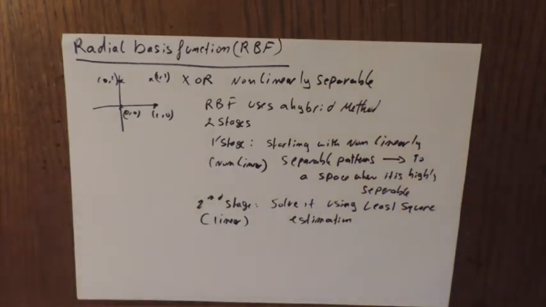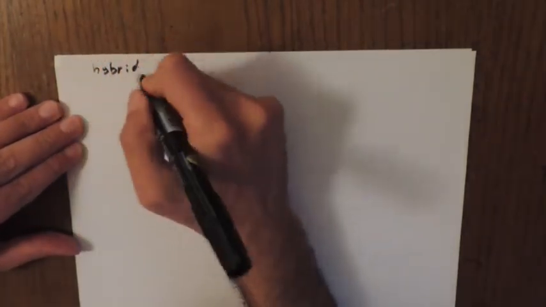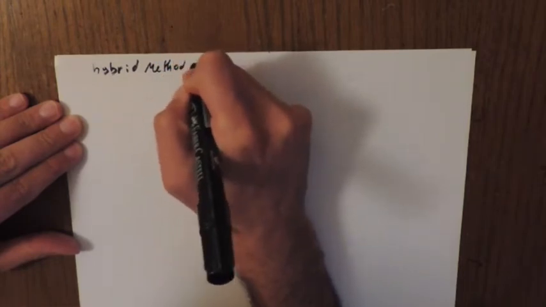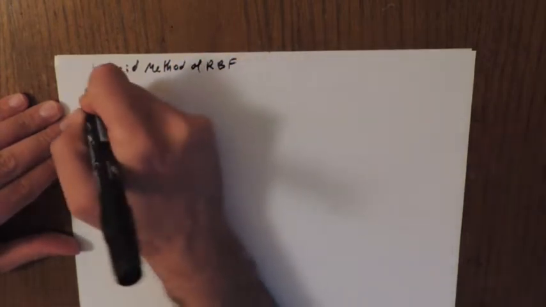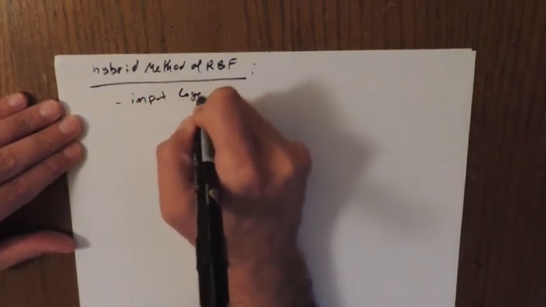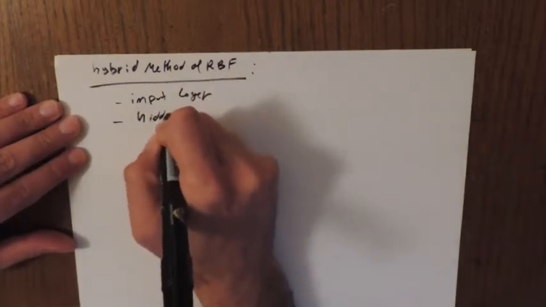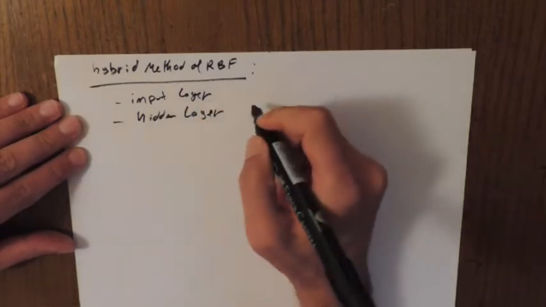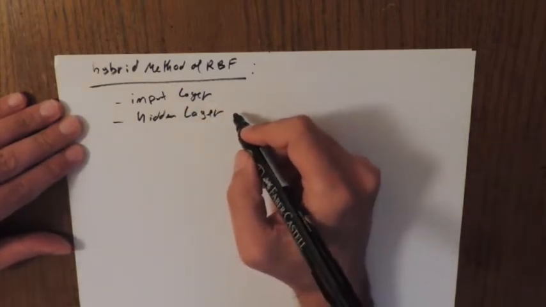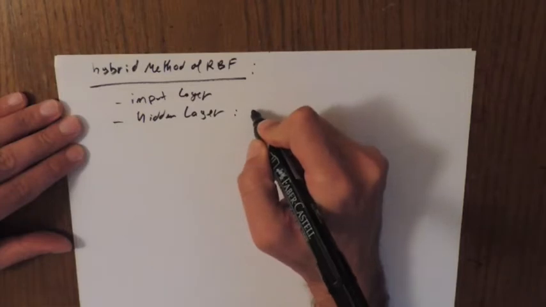And what do we mean by hybrid method? By hybrid, we will have the following structure. So hybrid methods of RBF imply the following. We have an input layer made of many neurons. We have a hidden layer, like classical multi-layer perceptrons. This hidden layer applies a transformation from the input space to the hidden space or the feature space.